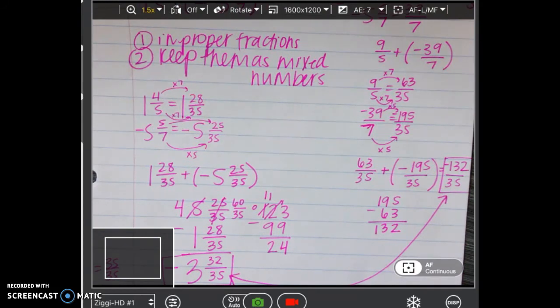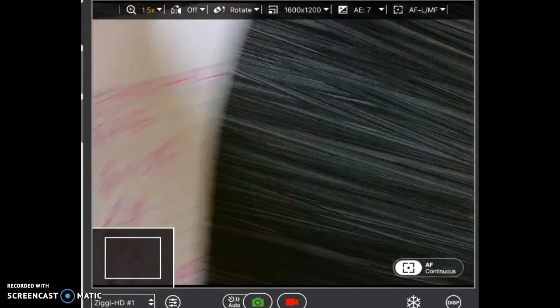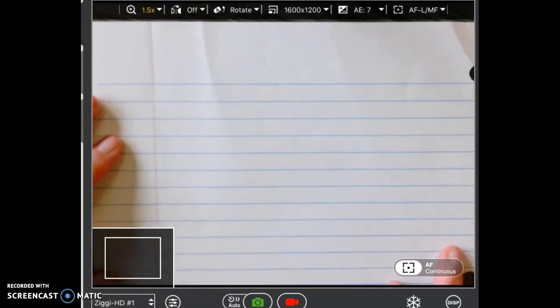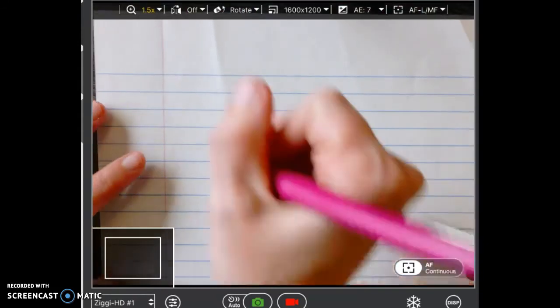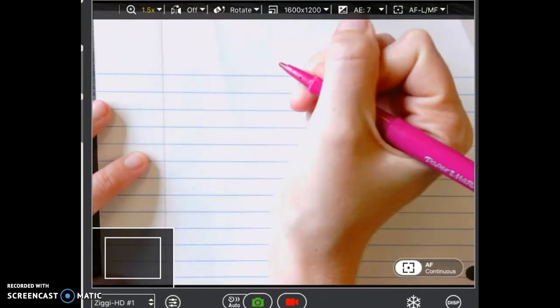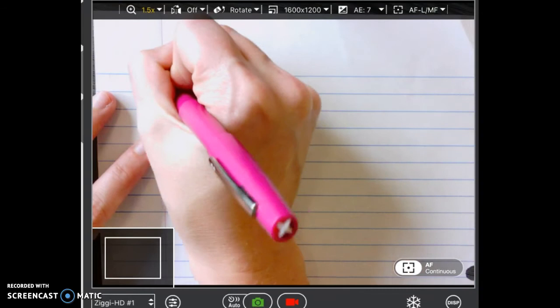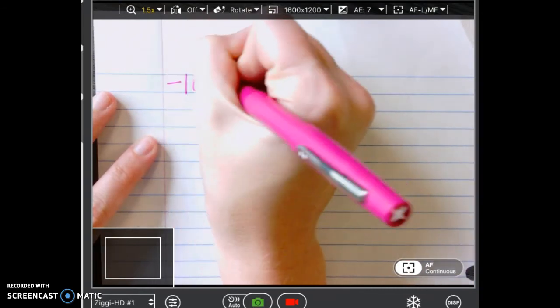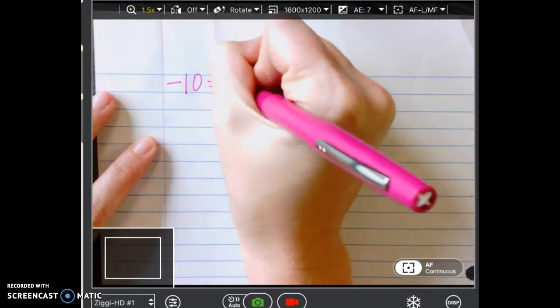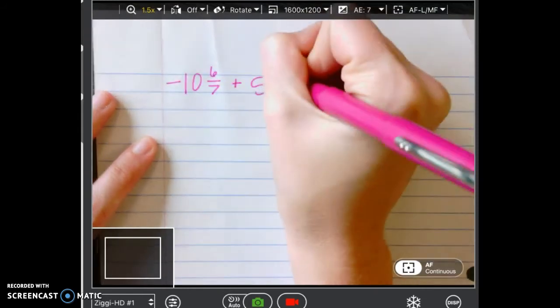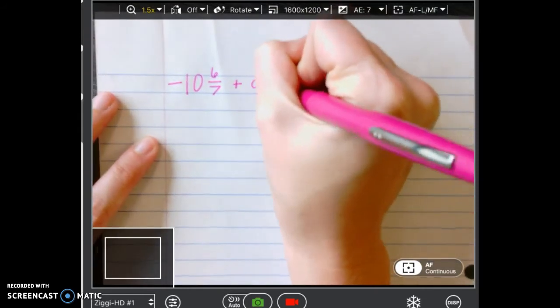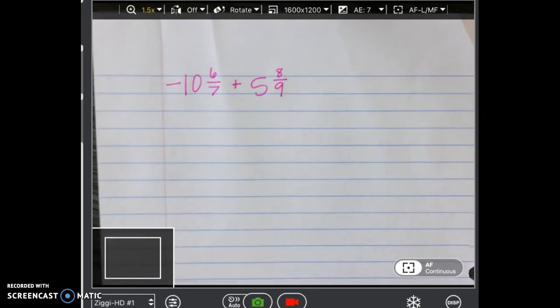I'm going to do one other example on the back. I'm actually going to write this example here, and then I want you to do it on your own, and then I'm just going to put up the answer. So the next one is -10 6/7 plus 5 8/9. So I want you to work on this one on your own. So pause your video now.